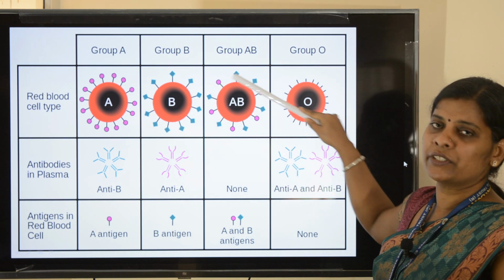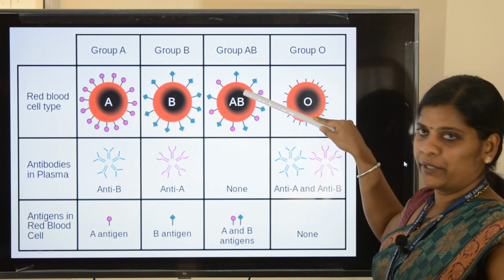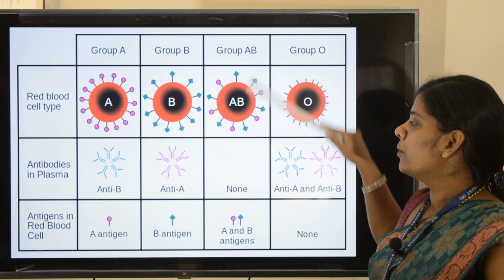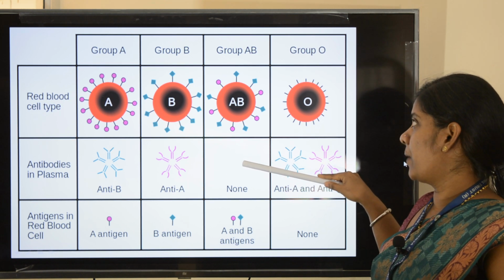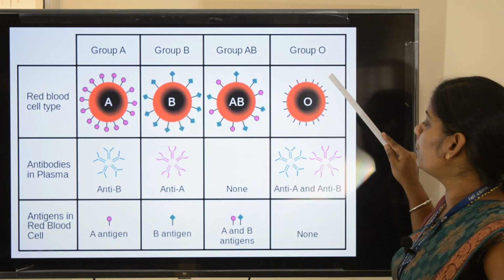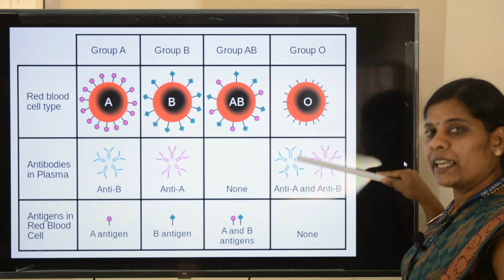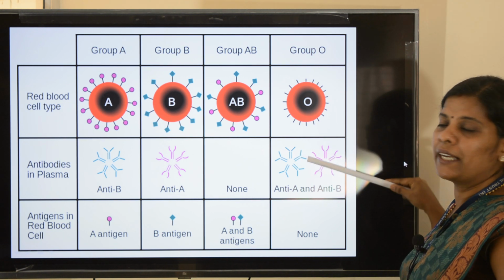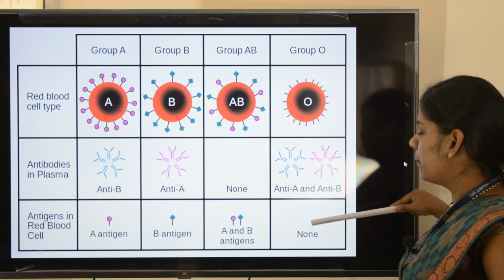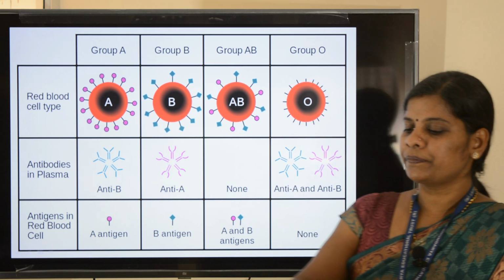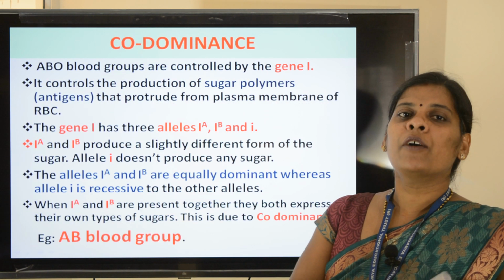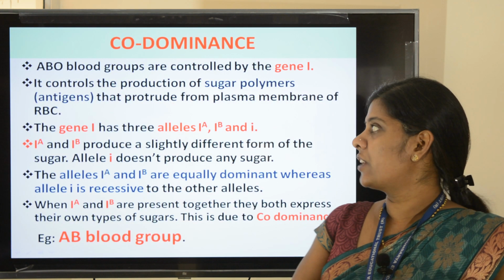Both antigens are present on the surface of RBC in the AB blood group, but there are no antibodies in the plasma. Right? In blood group O, antibody A and antibody B, both antibodies are present in the plasma, but there are no antigens on the surface of RBC. Now we will discuss codominance in detail.